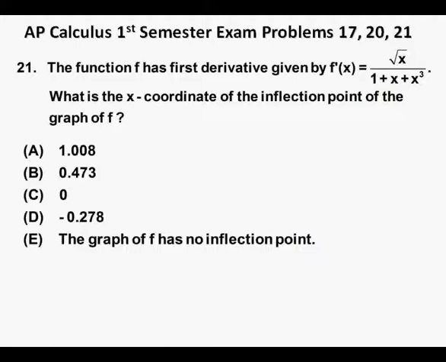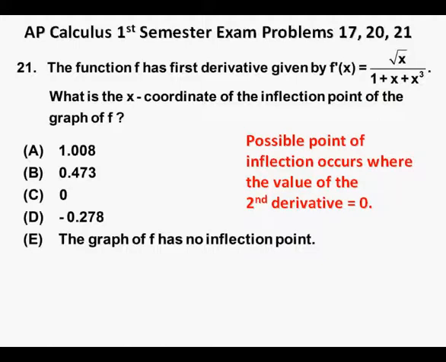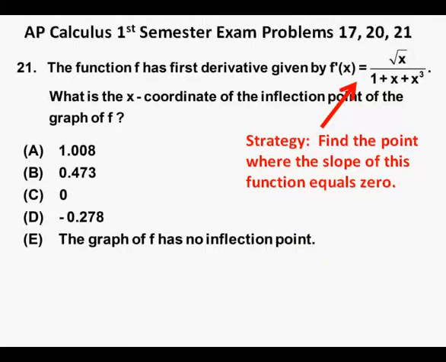To do this problem, we need to have the understanding of how to find an inflection point. A point of inflection is found, or can be found, where the second derivative of a function is equal to 0. I know of a couple different ways to do this one. The way we'll look at first is to find where the slope of this first derivative function is 0. But first, a little more analysis.